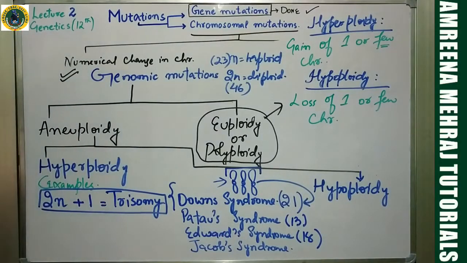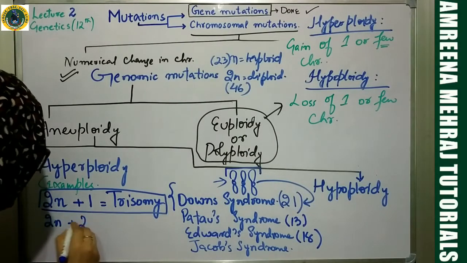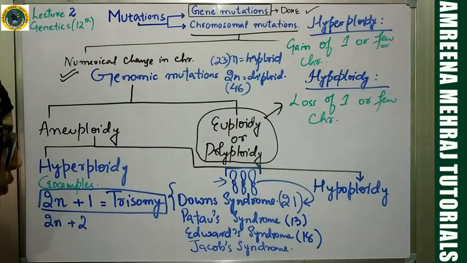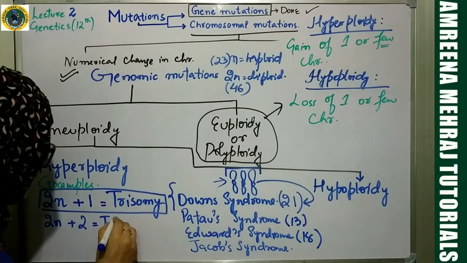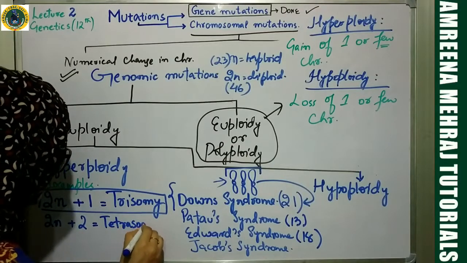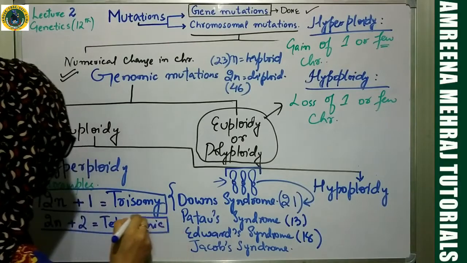Similarly, my dear students, you will have something like this. Say you have 2n. Suppose you are thinking, is it like only one chromosome is added? No. Sometimes you will have 2 chromosomes being added. You have a condition called 2n plus 2. What will you call this condition? You will call it a tetrasomic condition.